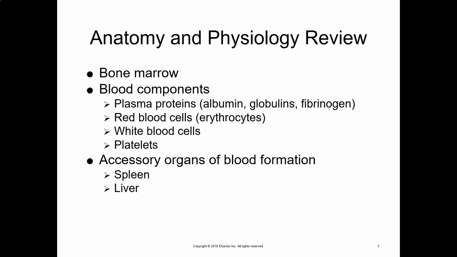So a brief A&P review. Remember, our bone marrow is responsible for blood formation by producing RBCs, white blood cells, and our platelets. Now, what are the blood components? This is very important to know because when you start working in the hospital or wherever you are, and they start talking about giving different blood products, it's important to know the reasons why our patients would be given these different types of product.